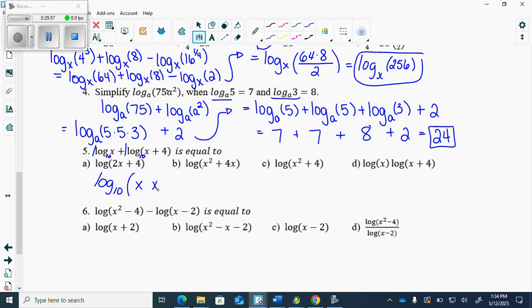And what do I do with those two things when I have more than one item? Like times it. So do I have to write the base 10? No. So I can go log base 10 of x squared plus 4x.